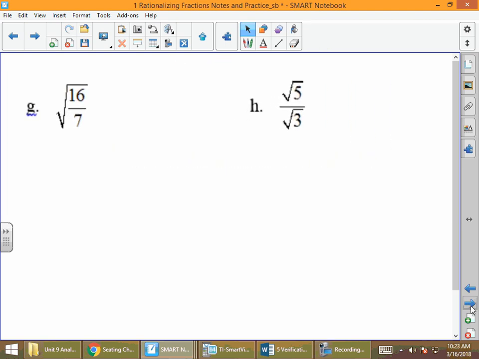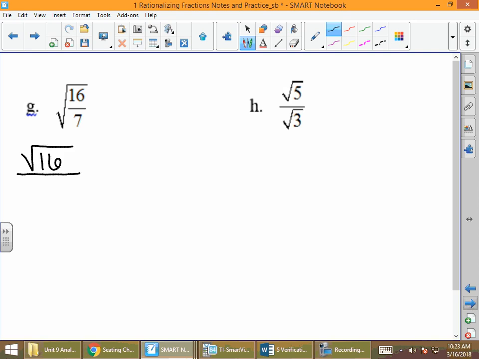And as we finish, once again, we want to get rid of the radical in the denominator. When we take a look at this, we've got the square root of 16 divided by the square root of 7. The only thing that I did is I split apart the fraction. Can we take the square root of 16? Yes, but we can't take the square root of 7. So this is 4 divided by the square root of 7.